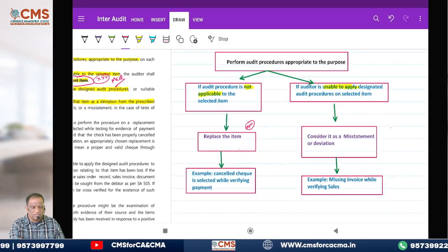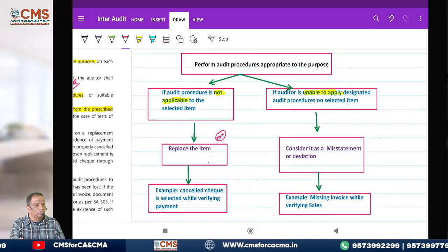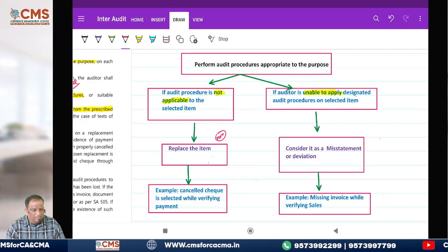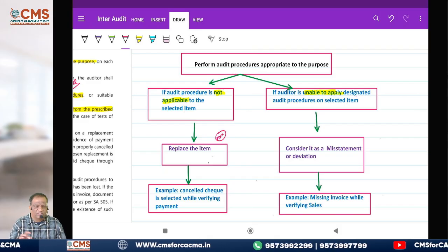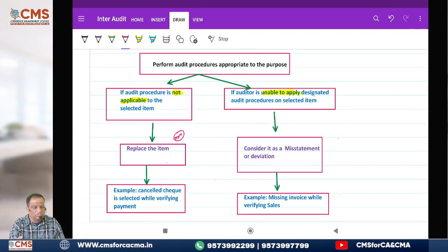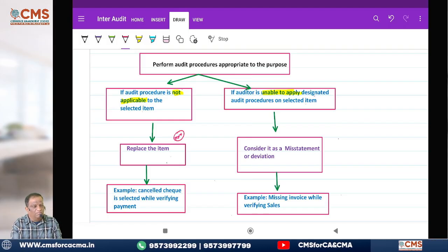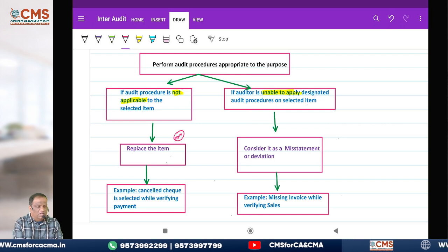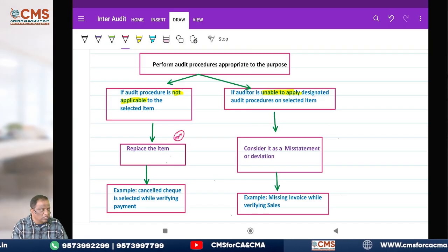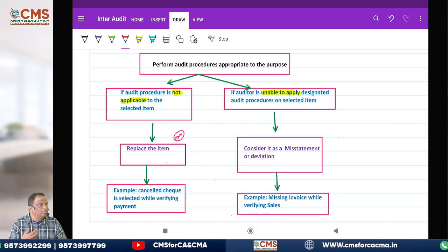Then look at this last chart. Because he is very rarely asking this, but most of the time you go wrong in understanding. So carefully look at it. What do I do when I am performing? Look at the table. The chart is basically self-explanatory. If the audit procedure is not applicable to the selected item, then what should I do? If the item you have selected in the sample is not matching the objective, then change the sample. For example, you are verifying certain payment vouchers, and one of the vouchers came as a cancelled check. But you wanted to verify the payments. So you move on to the next voucher and replace it with another one.